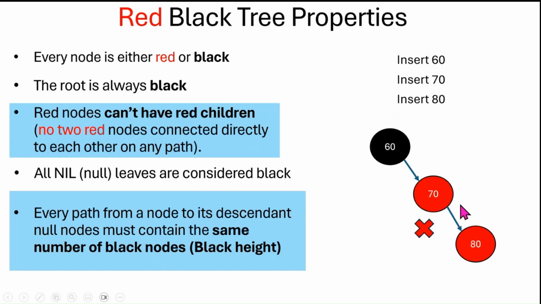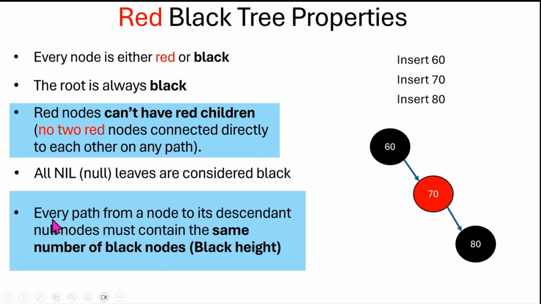Now we might think, why not recolor one of them? Maybe recolor 70 to black or recolor 80 to black. Let's say we recolor 80 to black. Now, okay, this property is fine, but the tree structure is still skewed. Now this property helps to avoid this skewed structure.